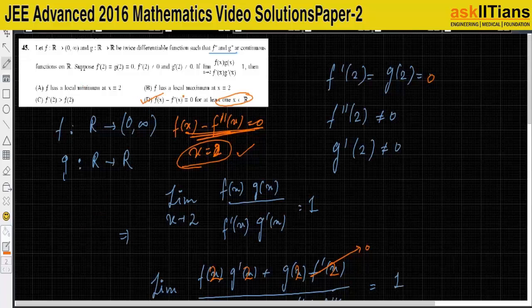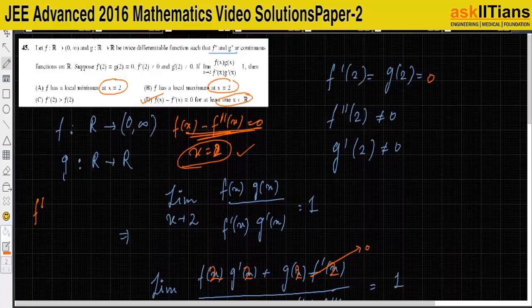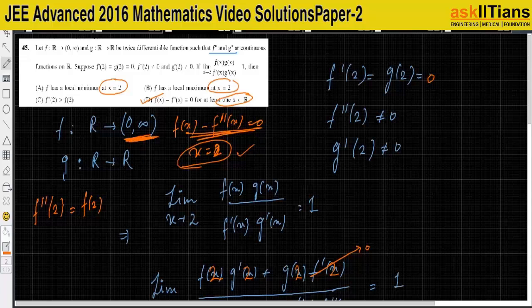Out of option A and B, one of them will be correct, right? Because either there will be a local minima at x equal to 2 or there will be a local maxima at x equal to 2. So at x equal to 2 we have to check whether there is a local maxima or a local minima. Now see, we are getting f double dash 2 is equal to f2, and we know that the output of this function, the range of this function, is 0 to infinity, right? So the value of this function will always be positive, so f2 will be a positive quantity. If f2 is a positive quantity, that means f double dash 2 is also a positive quantity.